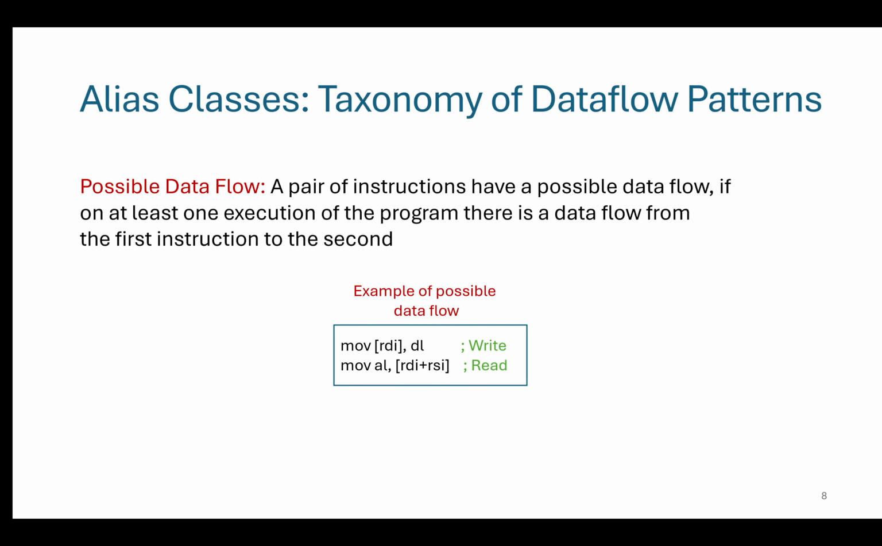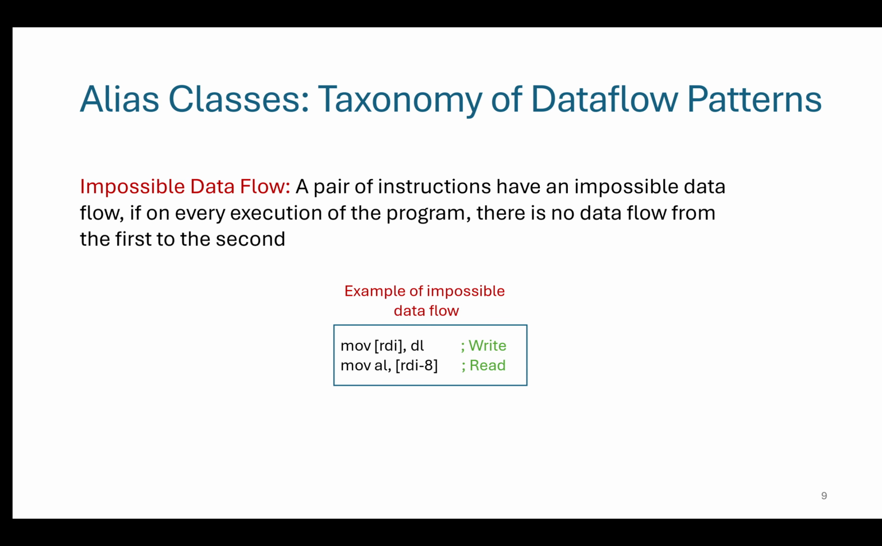Possible data flow means that on at least one execution of the program, there is a data flow from the first instruction to the second instruction. As you can see in this example, if the RSI register is equal to 0, then there is a data flow between the first and second instructions. Impossible data flow means that on every execution of the program, there is no data flow from the first to the second instruction. As you can see in this example, RDI can never be equal to RDI minus 8.